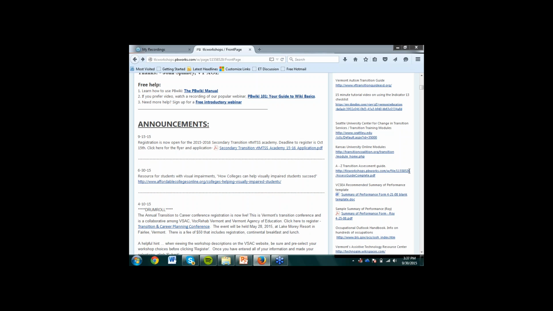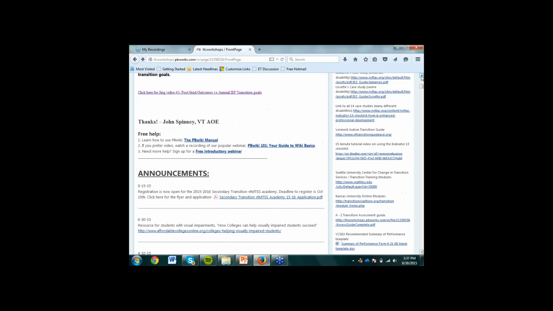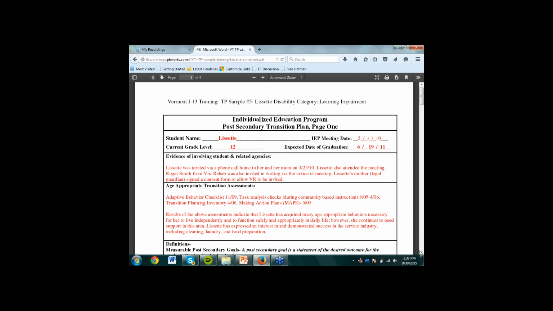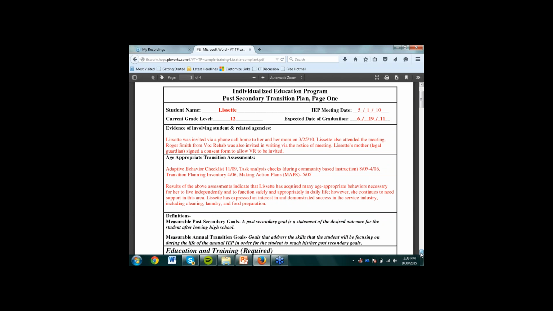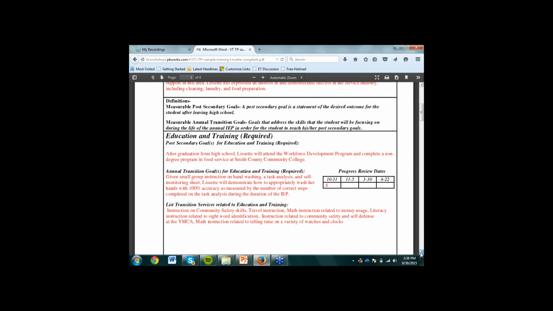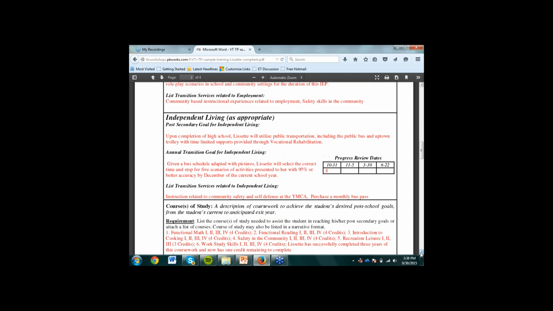It could be budgeting, it could be transportation. It could be lots of things that you're going to help this student learn how to do in order to better access his living independently or participating in his community. Just as a quick example, let's take a look at Lisette. She is a student, a fictional case study, a student with Down syndrome. And so here you can see evidence of inviting the student. You'll see each of the 8 elements that we discuss is touched on here. But let's look at her independent living goals real quick.